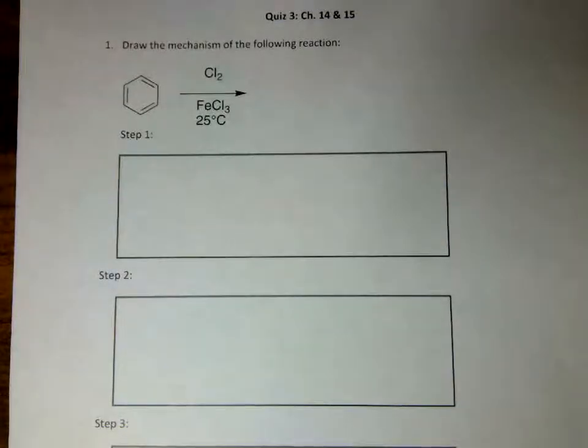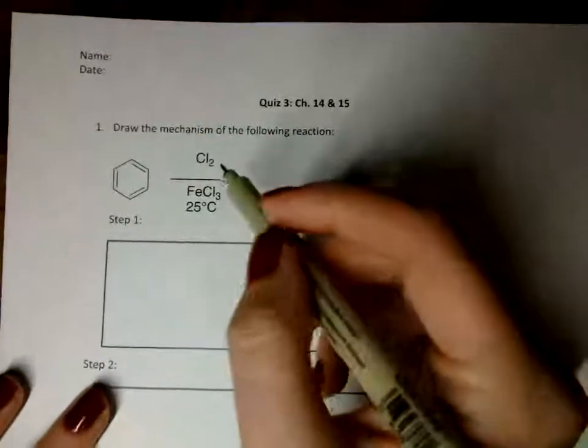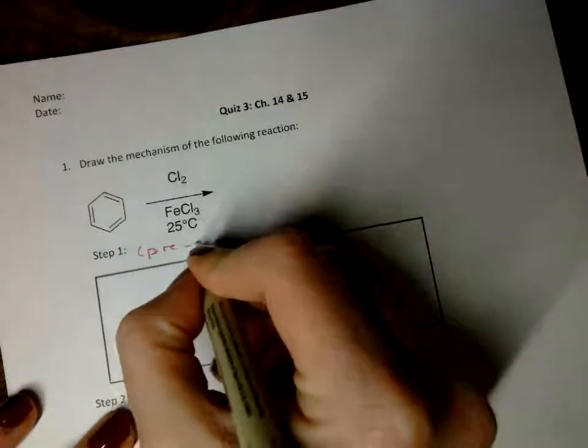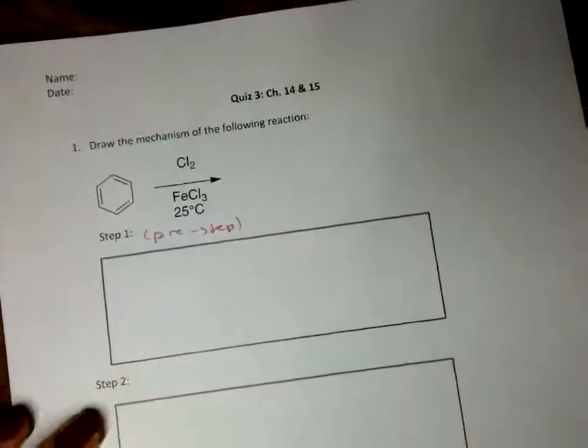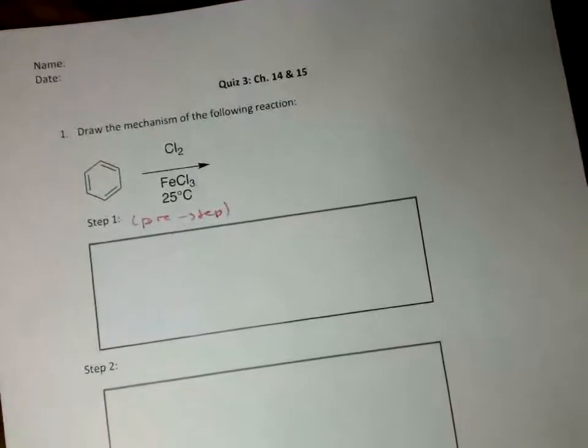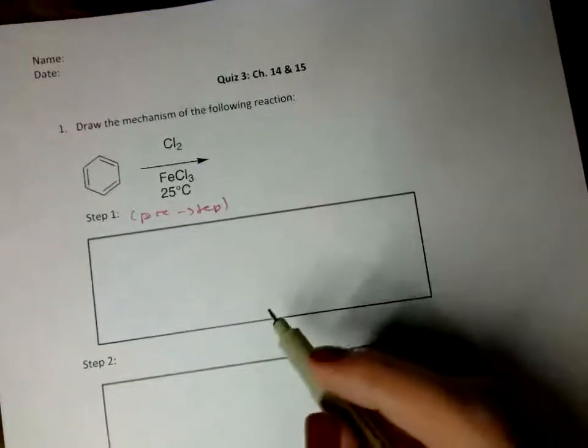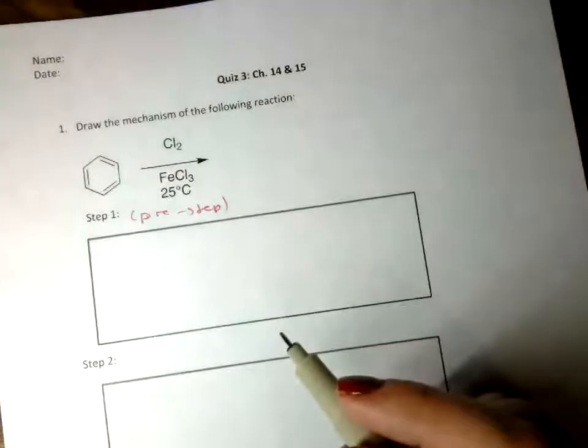Hi all, so today we're going to be starting off going over quiz 3, which covers chapters 14 and 15, so that includes electrophilic aromatic substitution, identifying aromatic compounds, and how aromaticity affects acidity are the big things. So we start with an electrophilic aromatic substitution. Step 1, this is also kind of a pre-step. Sometimes it's not counted in the actual reaction mechanism on like the ACS exam or your med school exams.